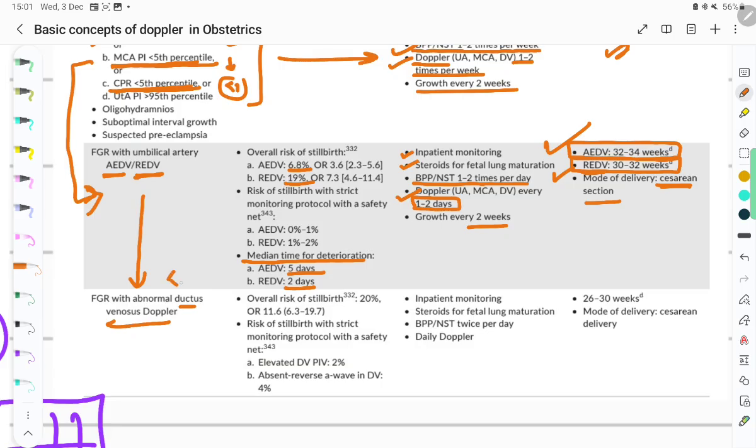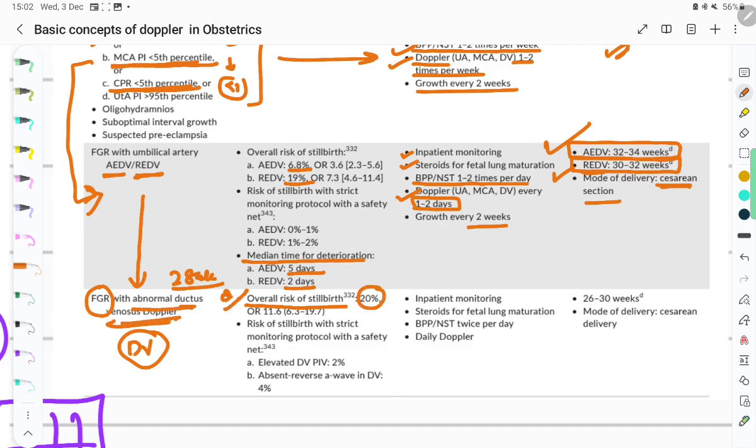Suppose the fetus is less than 28 weeks, or it is 28 or 29 weeks, then we have to try to bring the fetus to the period of viability, so that we can gain as much time as possible for the fetus inside the uterus, so that the baby can survive outside. So then we will do ductus venosus Doppler. The overall risk of stillbirth is 20% in case of abnormal ductus venosus Doppler.